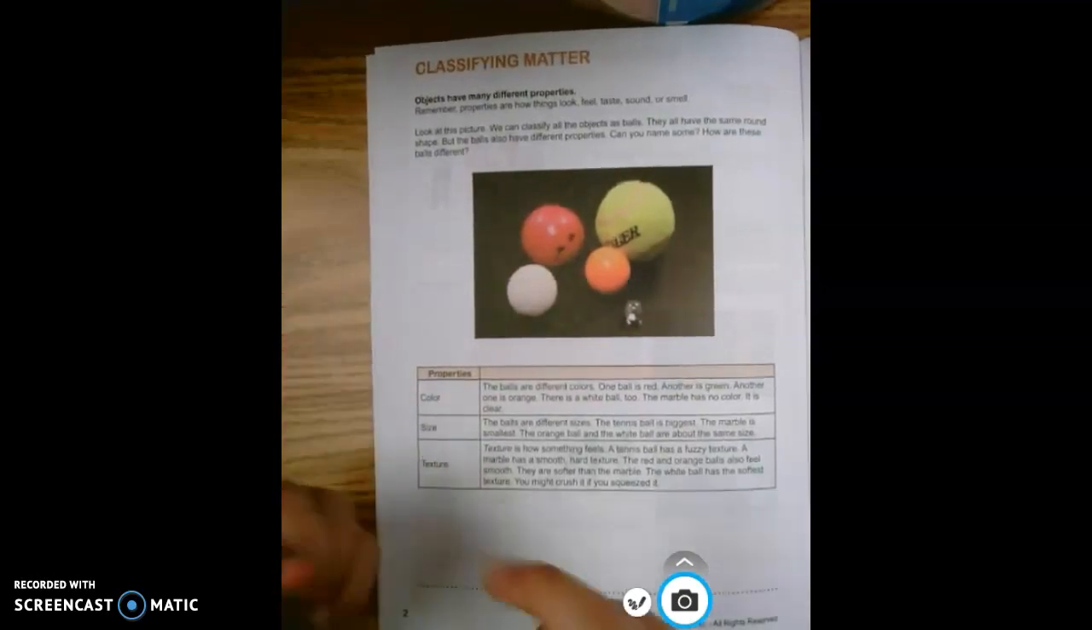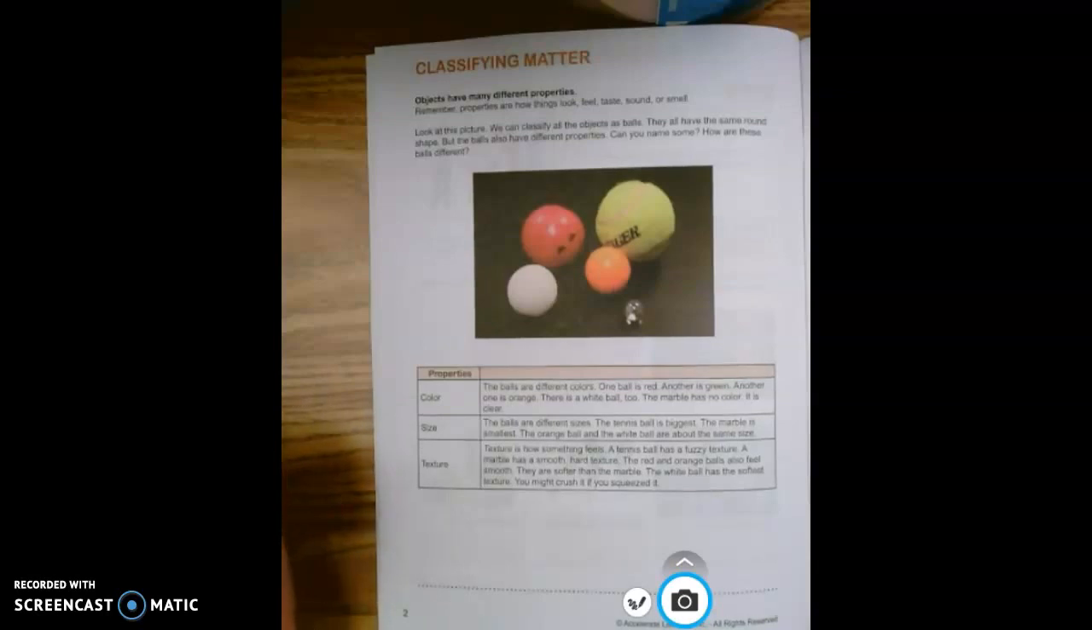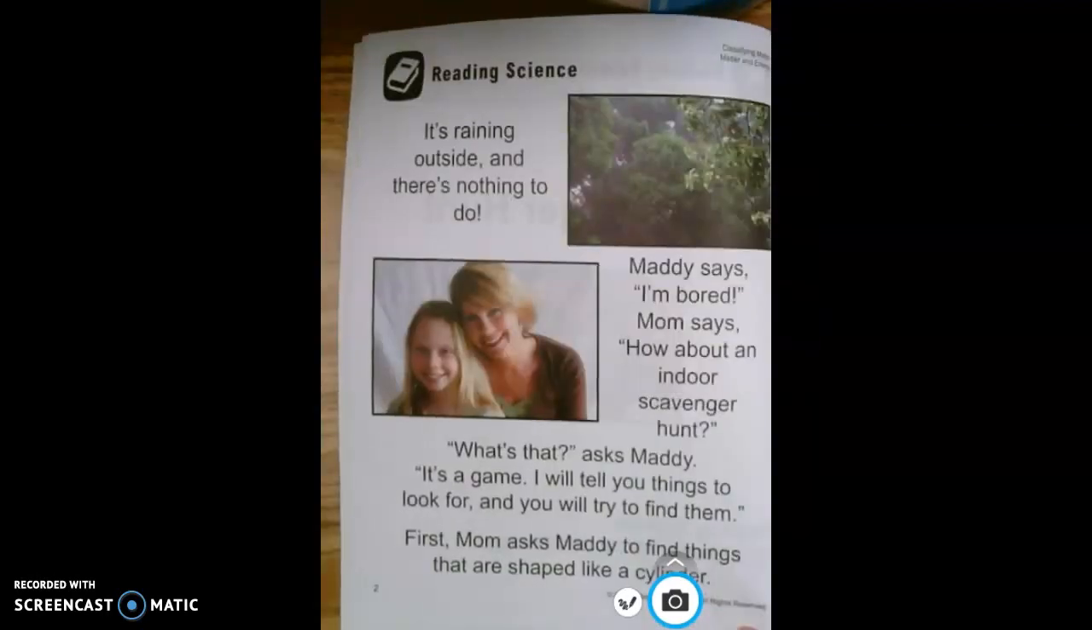The balls are different colors. The balls are different sizes. And texture is how something feels, so they all have a different texture. So these are some of the properties we're going to be talking about this week when we're learning about matter and properties. Okay, now guys, we're going to read a quick little story.